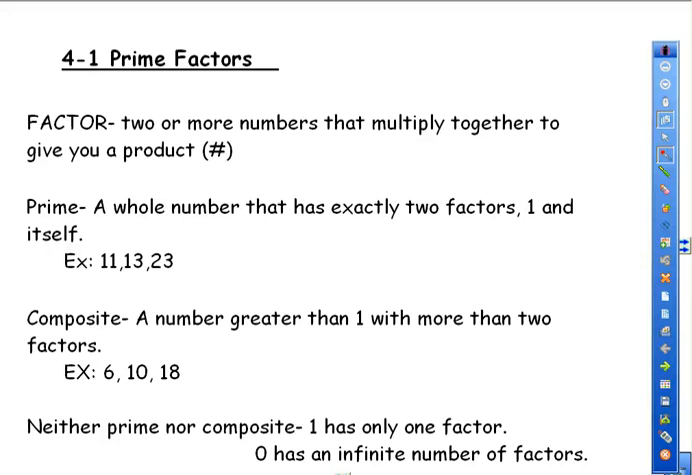Well, good afternoon. We are on section 4.1, prime factors. So we're going to start out. What I want you to do is go ahead and hit pause and copy down this information. So go ahead and do that.